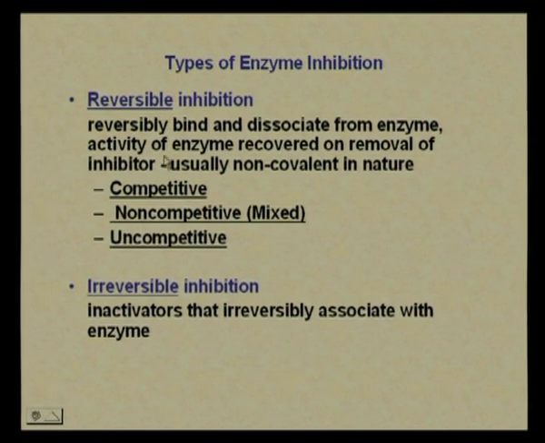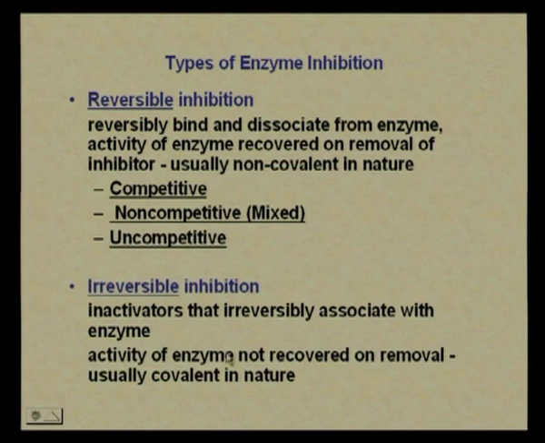Once the inhibitor is removed, because you have a loose association, the activity of the enzyme is recovered. But in the case of irreversible inhibition, you have inactivators that irreversibly associate with the enzyme, and the activity of the enzyme is not recovered on removal. It is usually covalent in nature.